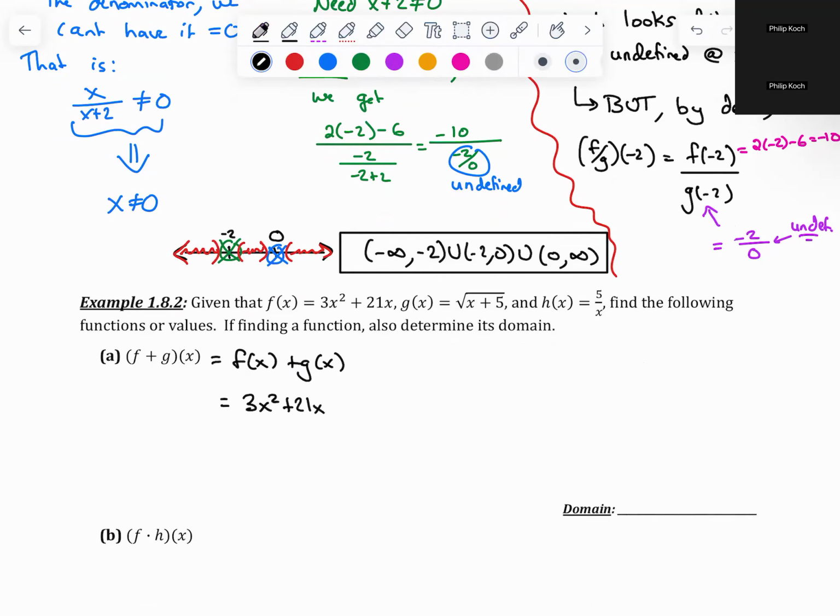But in this question, we found the function, so we also need to find the domain. Are there any issues with the f portion of this function, the 3x squared plus the 21x? Nope. That thing is defined everywhere. So this piece gives no issues. But for this piece right here, we need x plus 5 to be greater than or equal to 0. So x needs to be greater than or equal to -5. And if you need to use a number line, go right ahead. But otherwise, you can write the answer as bracket -5 to positive infinity.